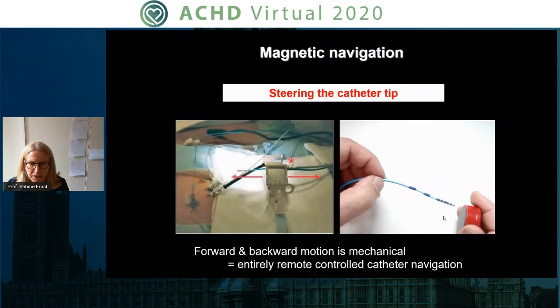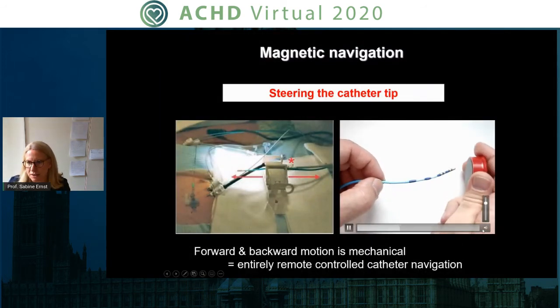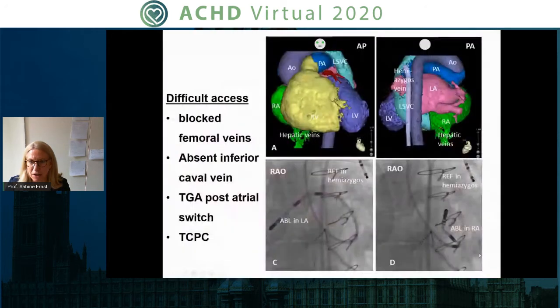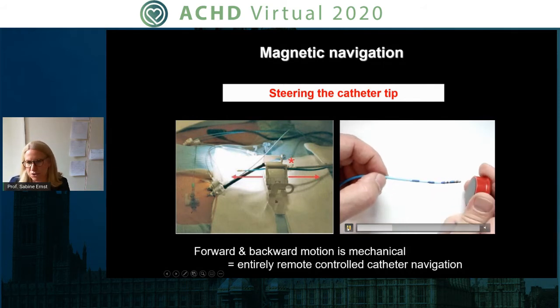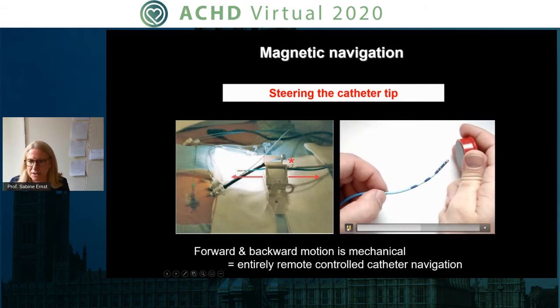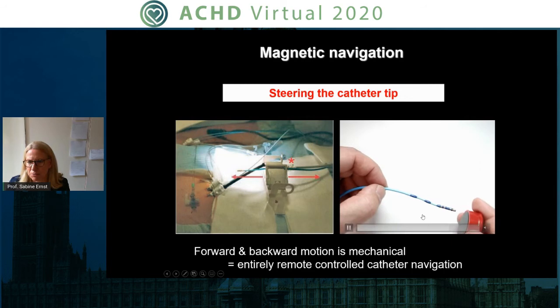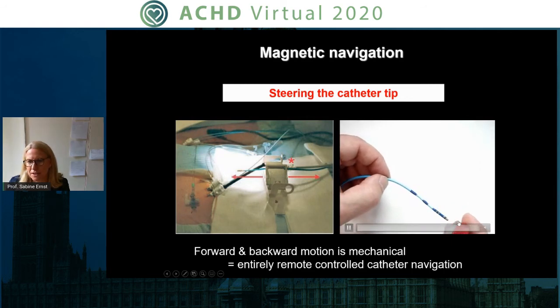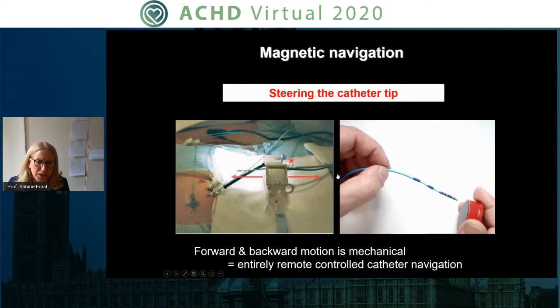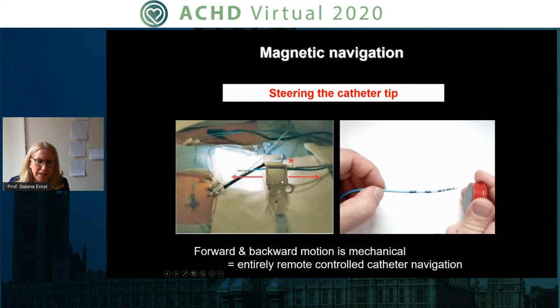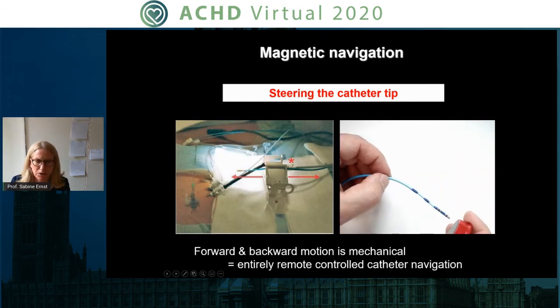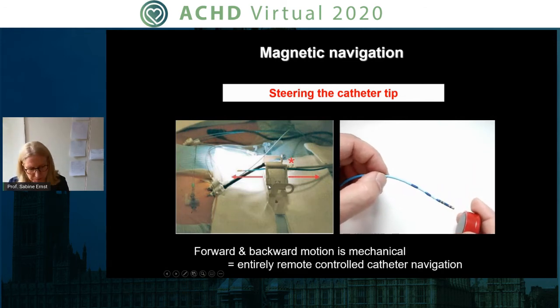Now, if you think about how we move the catheters in the heart, then of course magnetic navigation is one of the options to do that. Typically we move the catheters by hand, but we can move very soft catheters by magnetic fields. I've put on the left side here the Cardiodrive. That is the forward-backward movement. This is a mechanical movement where the catheter is pushed or pulled into the patient's heart.